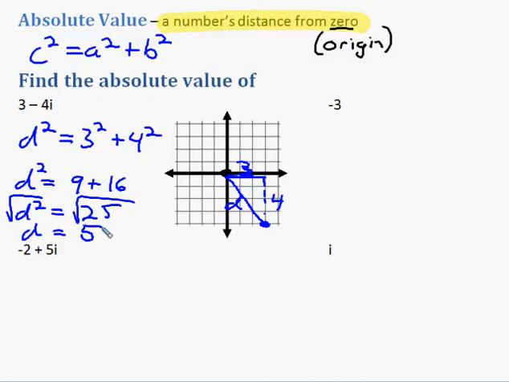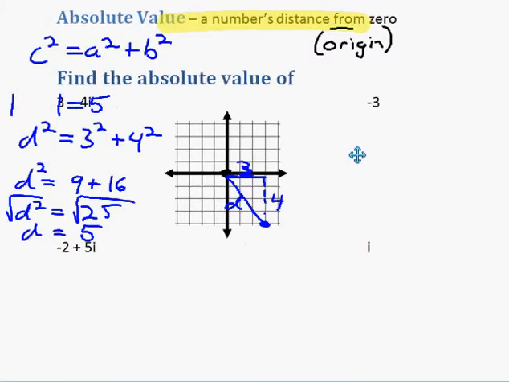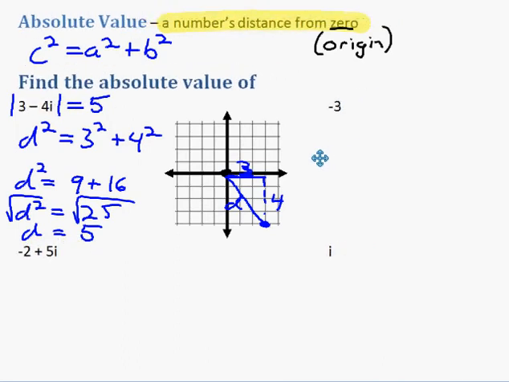And so we really still do use the absolute value symbol, so we could write the absolute value of 3 minus 4i is equal to 5. That's equal to 5.